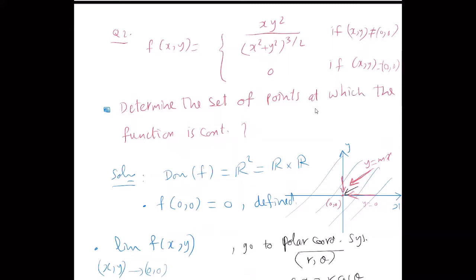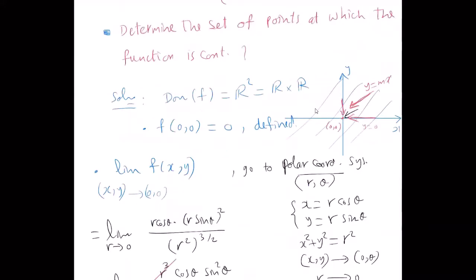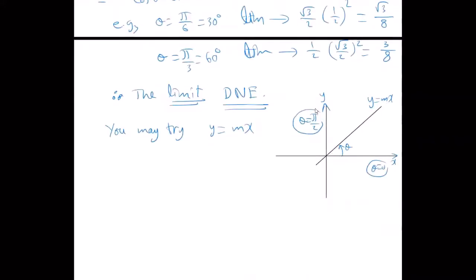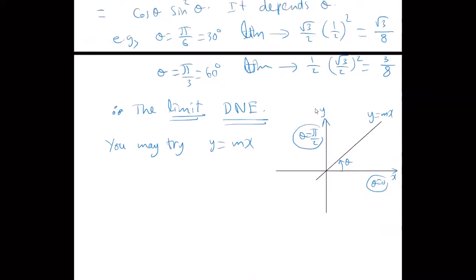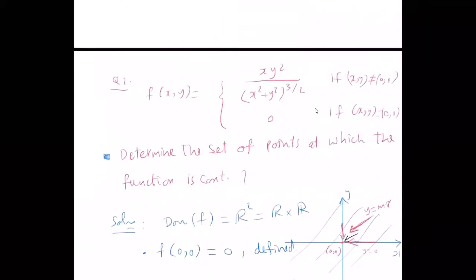Not to miss any point. Yes, the limit does not exist at (0, 0). Therefore, it is not continuous at (0, 0). But at any other points, it's continuous on all points except (0, 0).